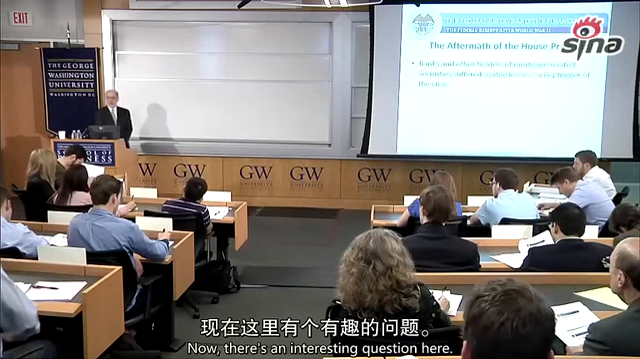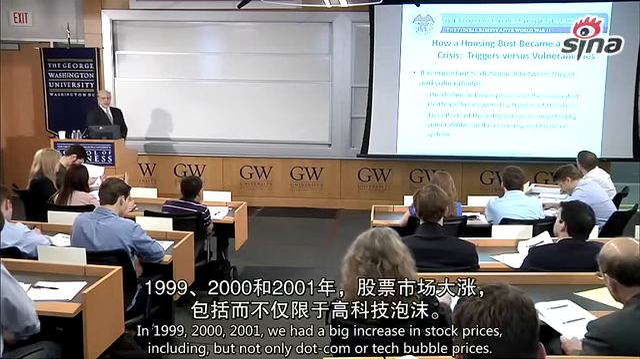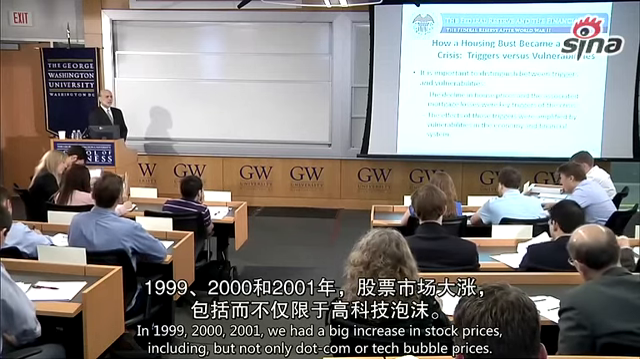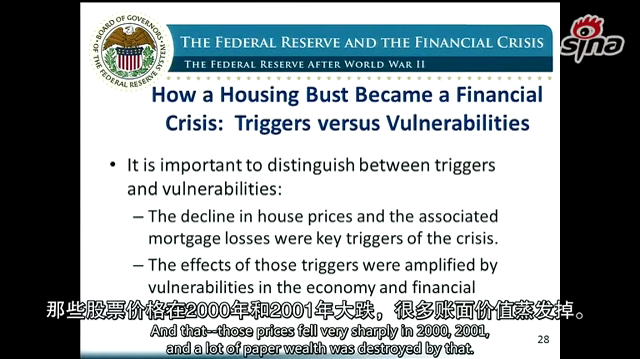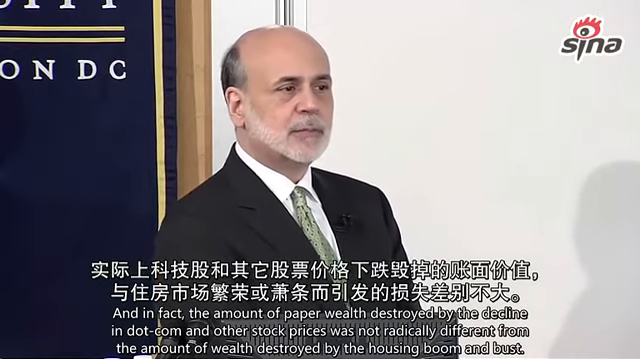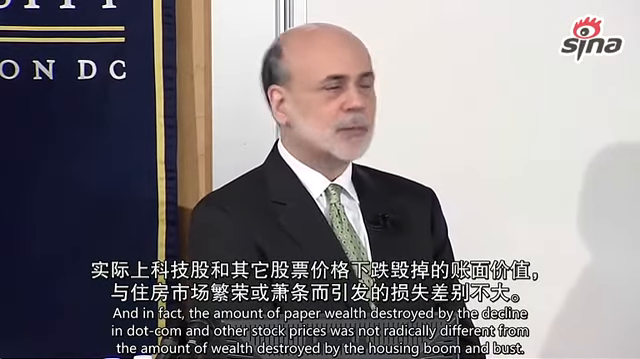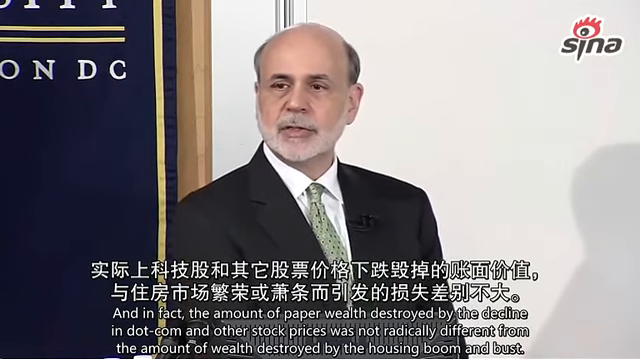Now, there's an interesting question here. In 1999, 2000, 2001, we had a big increase in stock prices, including but not only dot-com or tech bubble prices, and those prices fell very sharply in 2000, 2001, and a lot of paper wealth was destroyed by that. And in fact, the amount of paper wealth destroyed by the decline in dot-com and other stock prices was not radically different from the amount of wealth destroyed by the housing boom and bust.